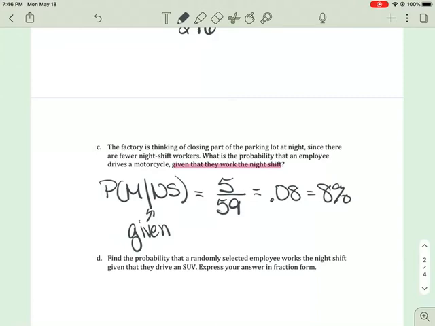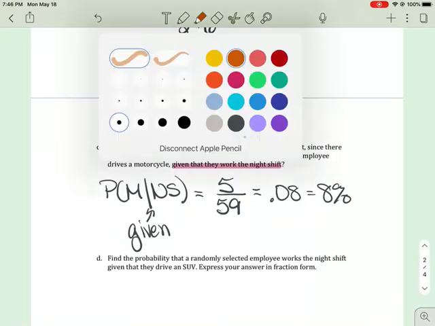Okay, so let's try that again. So find the probability that a randomly selected employee works night shift given that they drive an SUV. All right, so here's my given.